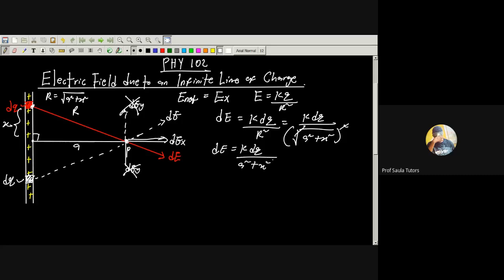Now that we found the magnitude of the electric field, the next thing is that we should find it in vector form. Now, pay attention. You see, it is possible that you'll be given something like the linear charge density.